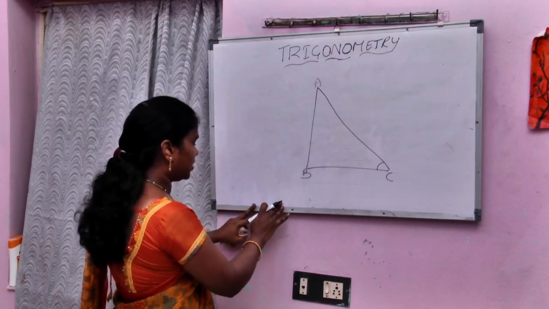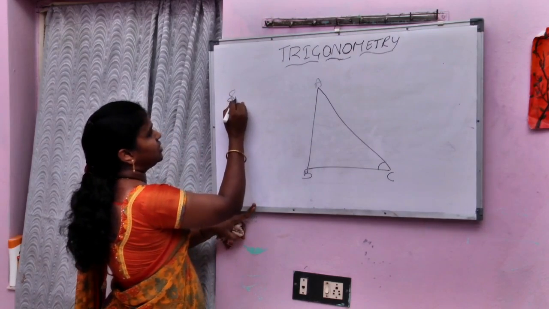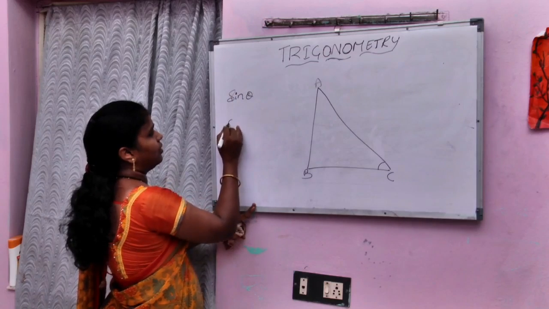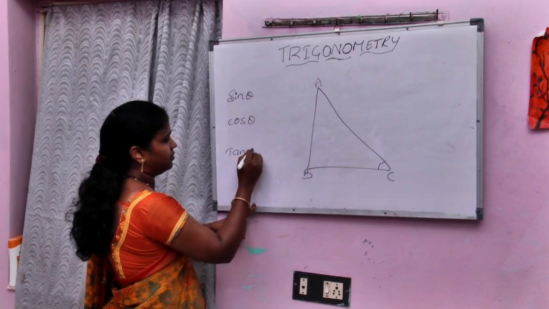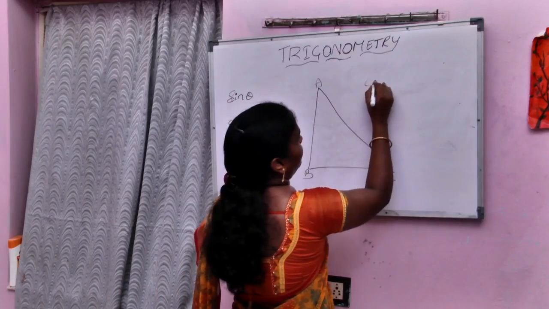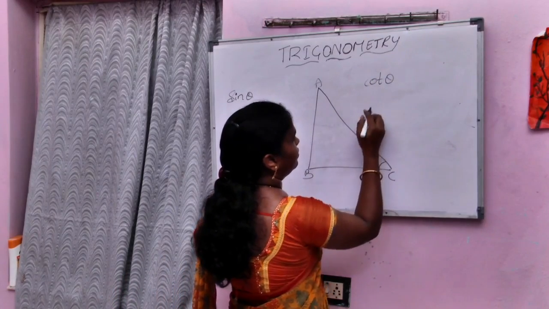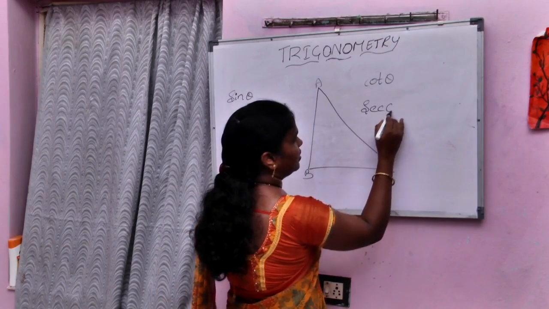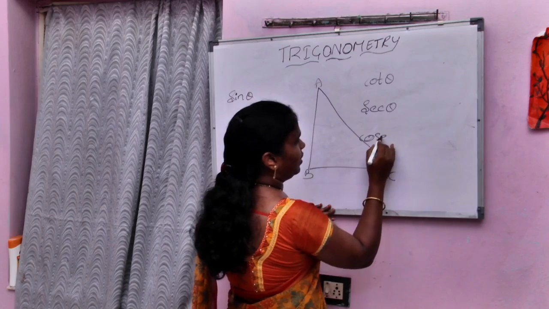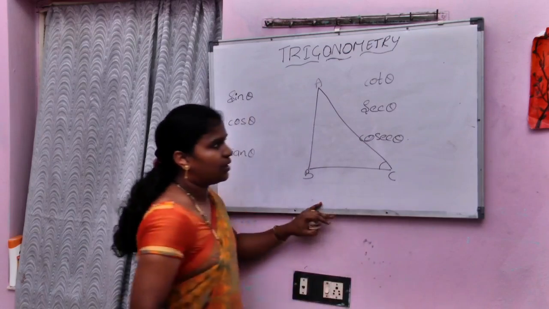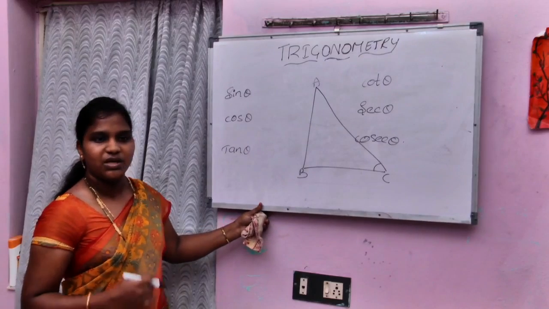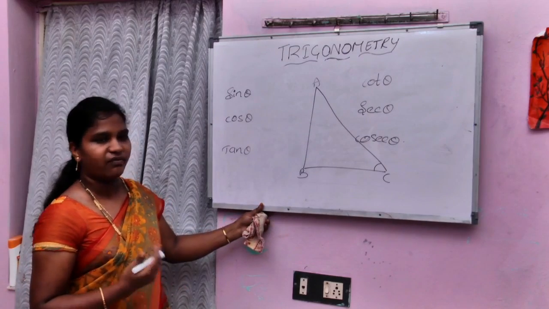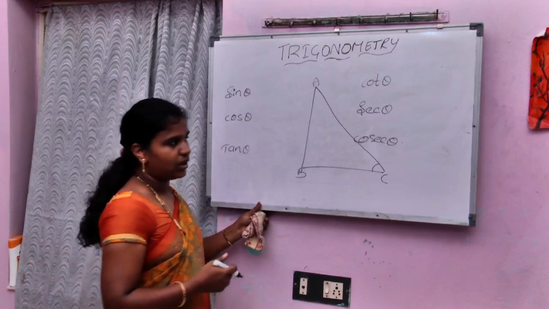There are 6 trigonometric ratios here, that is sin theta, cos theta, tan theta, cot theta, secant theta and cosecant theta. There are 6 trigonometric ratios in trigonometry. Basing on the acute angle, we can define the 6 trigonometric ratios.